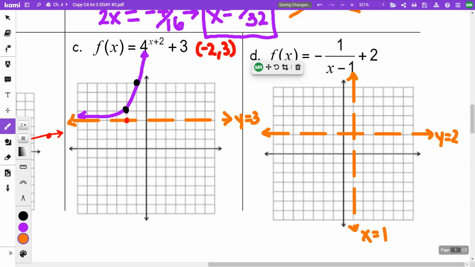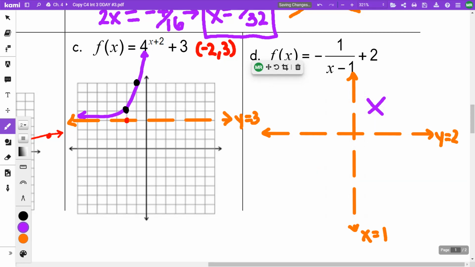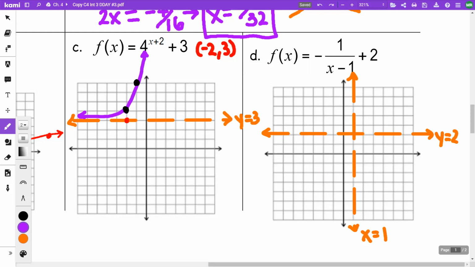Now, I have a negative, which means instead of it being like here and here, I didn't mean to take off the graph, I forgot I had added the graph. It's going to be here and here. That's what's going to happen.